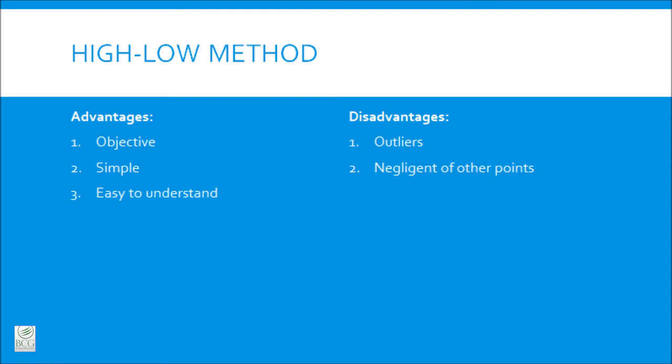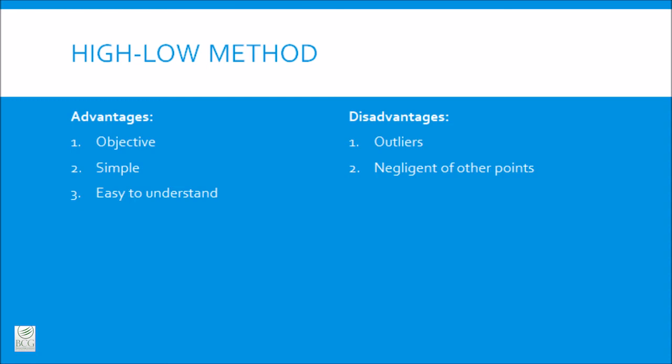Now the disadvantages. First, the high or low points can be what are known as outliers, representing atypical cost-activity relationships. What do we mean by outliers? These outliers are data points that are not in the normal activity relationships. In other words, they happen outside of the normal activity, so they may be considered abnormal and may not be clearly representative of the other costs or relationships.